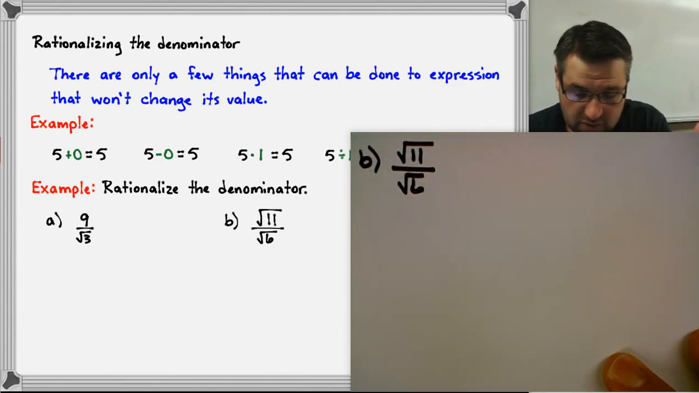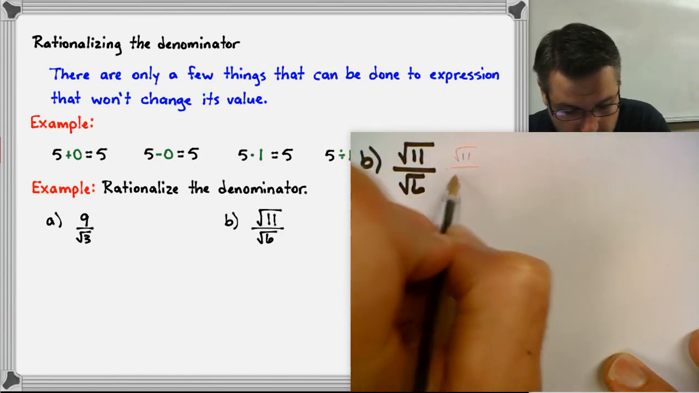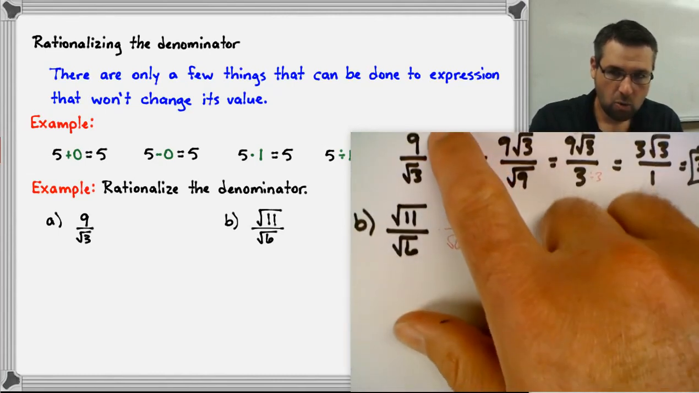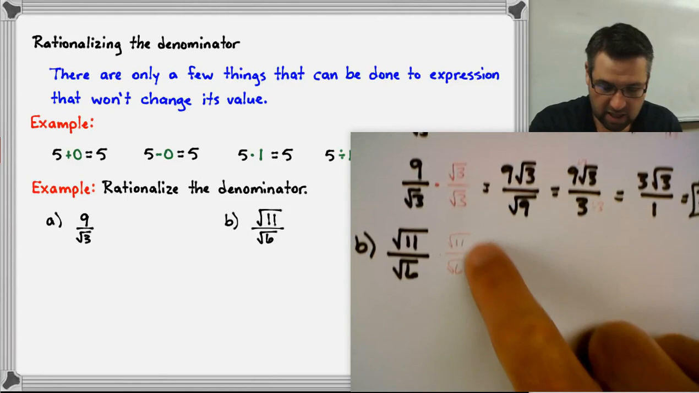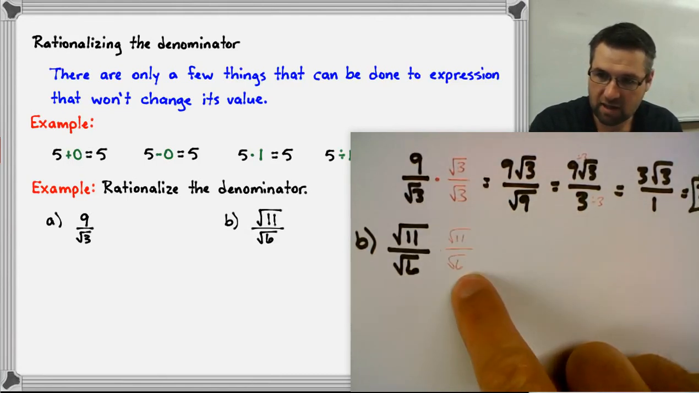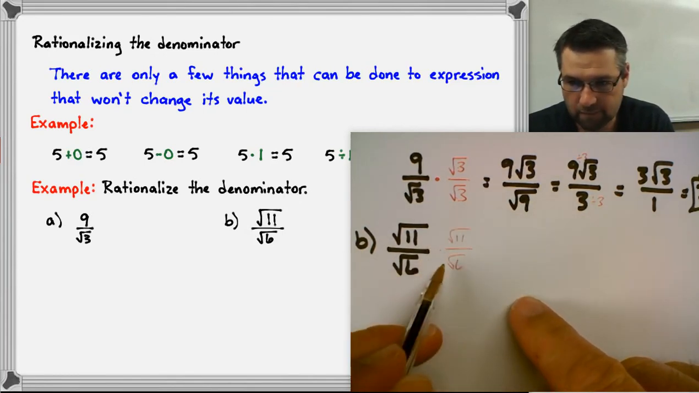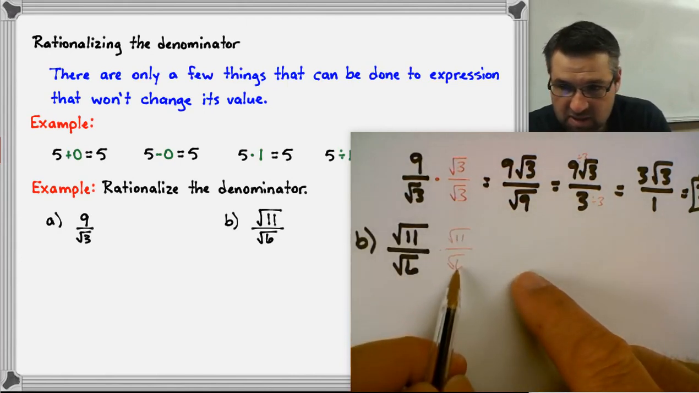A tendency for some students might be, well, let's multiply the top by radical 11 and the bottom by radical 6. Well, wait a minute. Remember back here, we only want to be multiplying by 1. This is not 1. Radical 11 over radical 6 isn't 1. We want to make sure that this number is equivalent to 1, okay? Now, how do we do that? Well, the top has to be the same as the bottom.